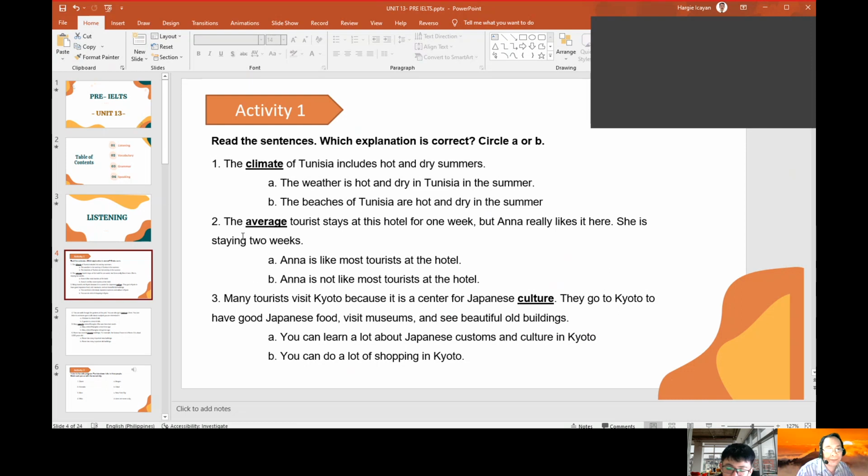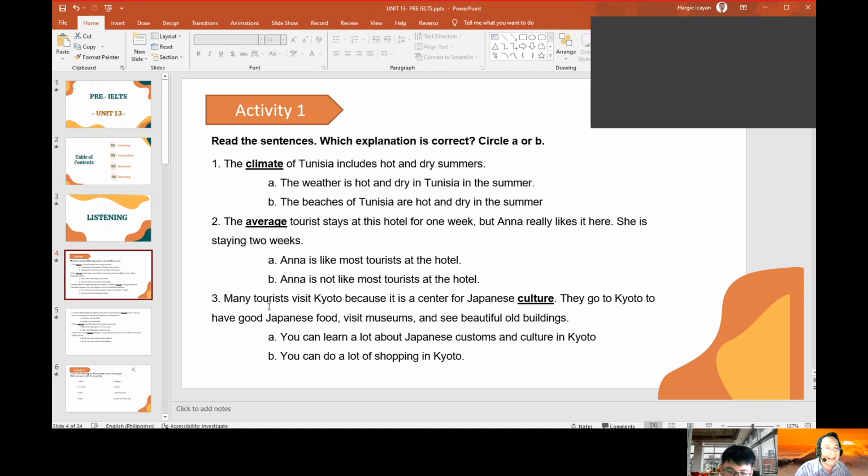Number two, Koi. The average tourist stays at this hotel for 1 week, but Anna realized she is staying 2 weeks. Okay, so the underlined word is average. So what do you think would mean average? It means Anna is not like most tourists at the hotel. Yes, because when you say average, it's not 100%. The average tourist stays at this hotel for 1 week, but Anna really likes it here. She is staying 2 weeks.